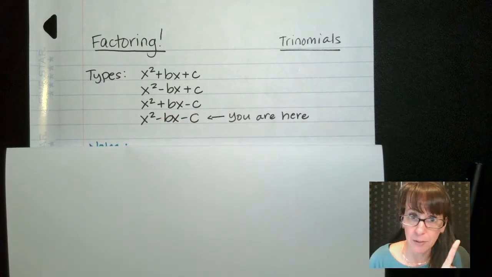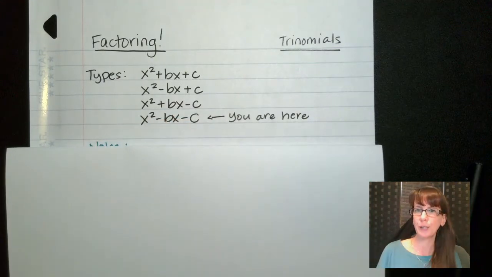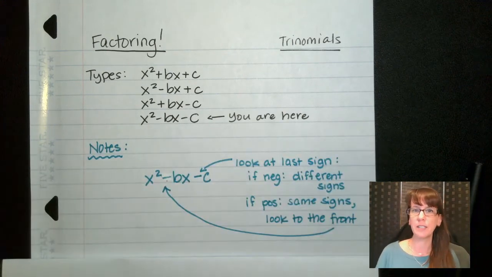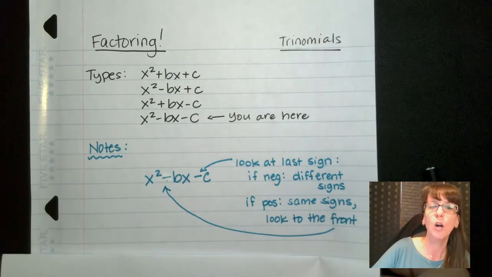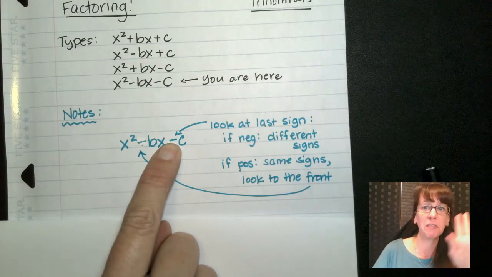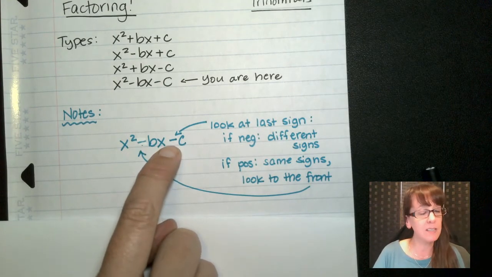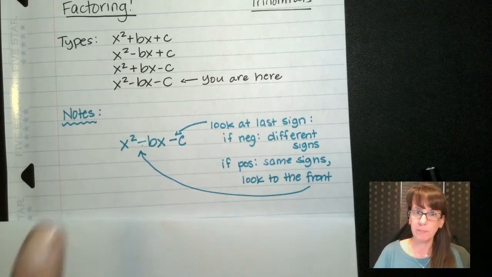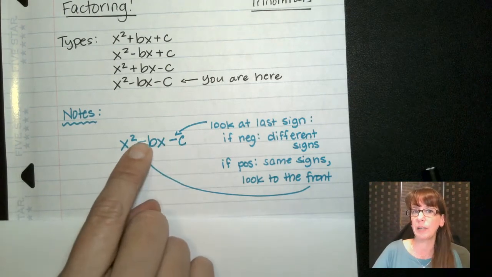Now, do not be confused. You look at that double negative and you think your signs are going to be double negative. Absolutely not. If you haven't already done so, write your notes down. We always look at the last sign, and if it is negative, different signs, we don't care about the front one. If it's positive, then we do care about the front one. This case though, it's negative, so I don't care what that front one is.